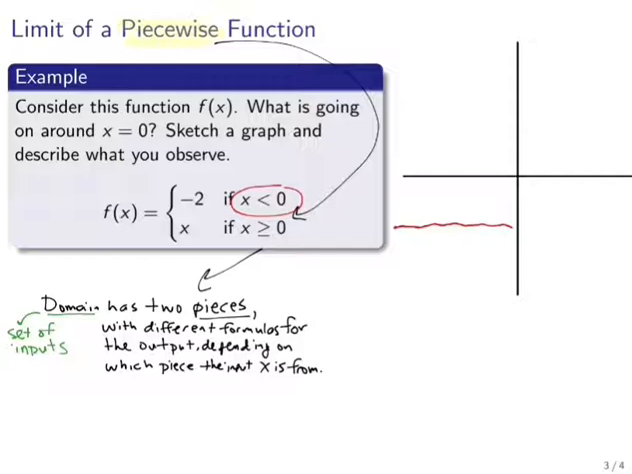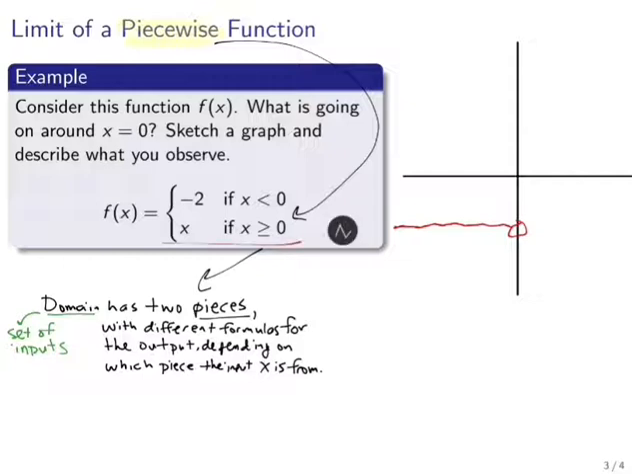But at exactly 0, it doesn't output that. So I'm going to put a little hole there to say, at x equals 0, I don't know yet that the function outputs negative 2. It certainly doesn't do that because of this piece of the domain, because I'm only talking about x less than 0.